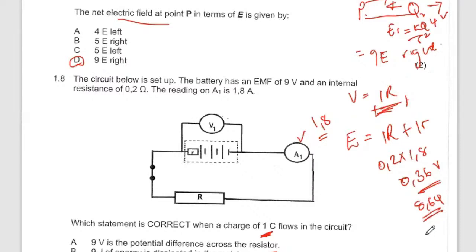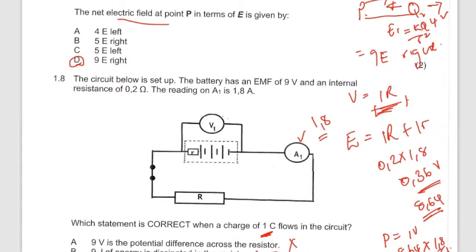Okay, so 8.64. So the first option is wrong. Doesn't make sense. And then 9 joules of energy is dissipated within the resistor. So when you look at the power, you know that power is current times the voltage. The voltage is 8.64, the current is 1.8. So 8.64 times 1.8, I'm getting 15.552. So this is also wrong.